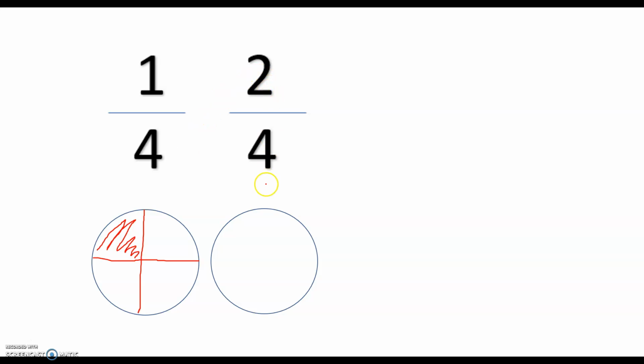Now let's look at 2/4. Again, the denominator is 4 because we're working with the same denominators. So I'm going to separate my circle into 4 pieces. My numerator is 2, so I have 2 out of the 4 pieces.